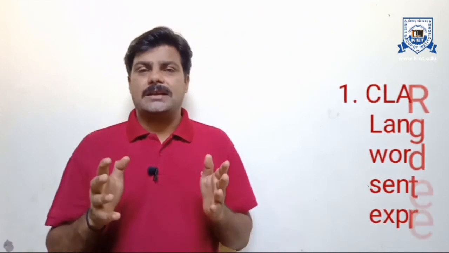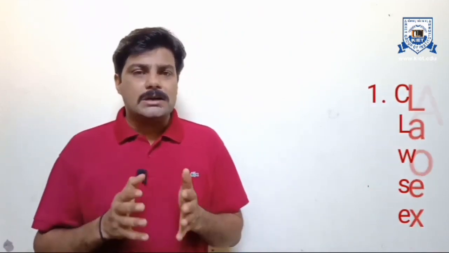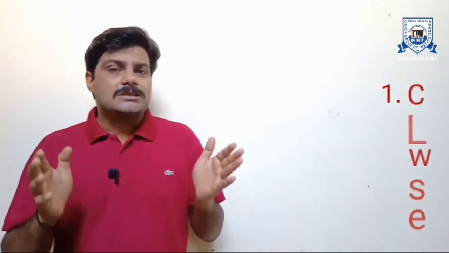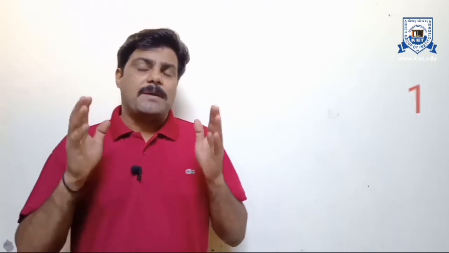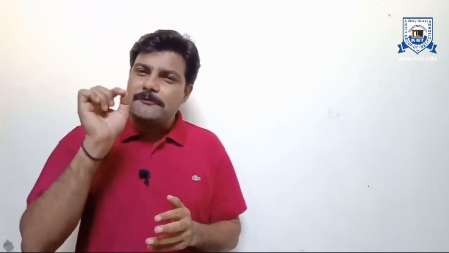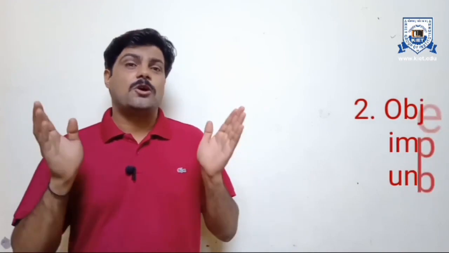A conscious technical writer avoids ambiguity and chooses the words and expressions that are common to the reader or the audience. In fact, familiar and easy words convey the meaning more effectively. Now let's discuss another important feature of technical communication, that is objectivity.